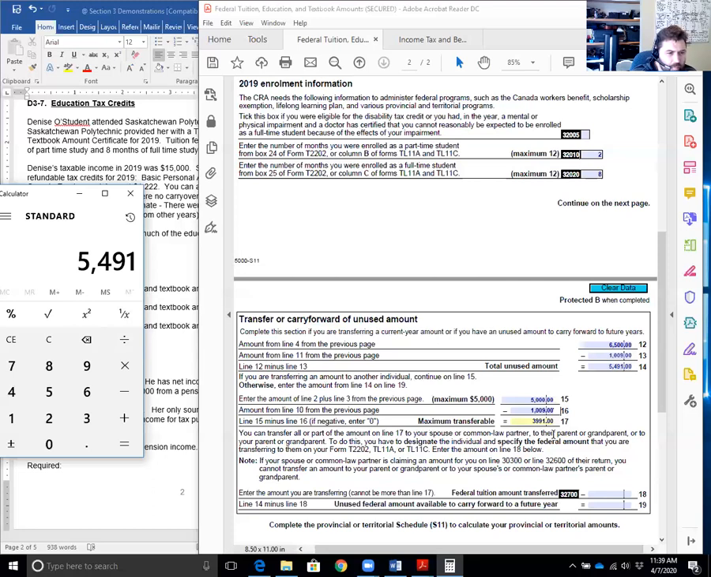So this says you can transfer all or part of the amount in line 17 to your spouse, common law partner, their parent or grandparent, or to your parent or grandparent. To do this, you have to designate the individual and specify the federal amount that you are transferring to them on your Form 2202, TL11A or TL11C. Enter the amount on line 18 below. Okay, well, we're going to transfer all of it.